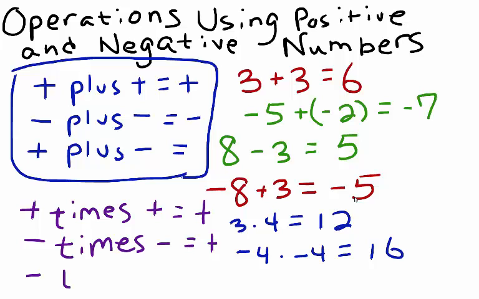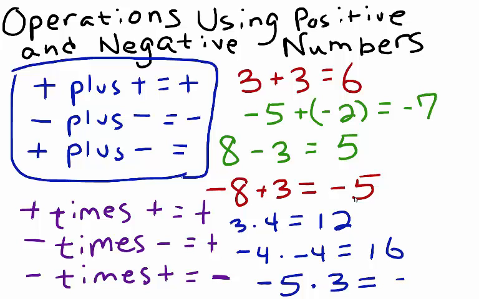And a negative times a positive, or a positive times a negative, always equals a negative. For example, negative 5 times positive 3 equals negative 15.